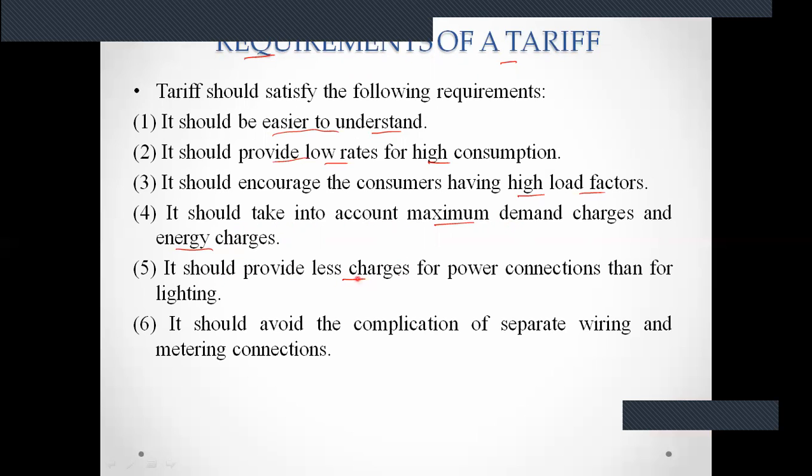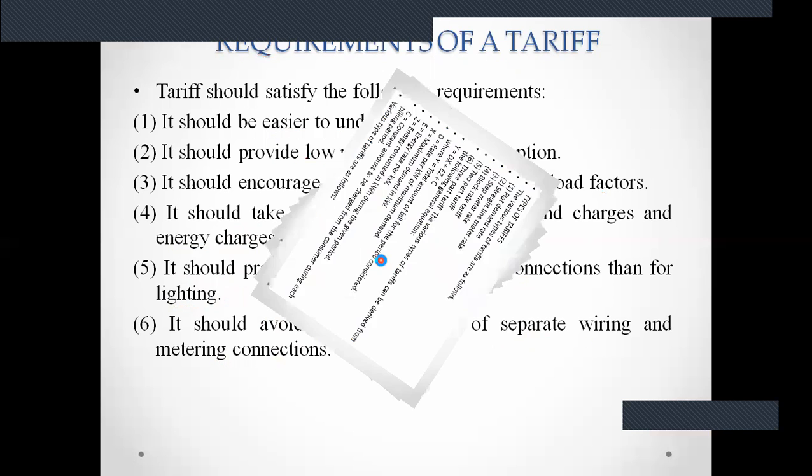Then it should provide lower charges for power connections than for lighting. So the charges for power connections will be less, and for lighting it will be a little bit higher. And it should avoid the complication of separate wiring and metering sections. So the metering and wiring section should be done very correctly.